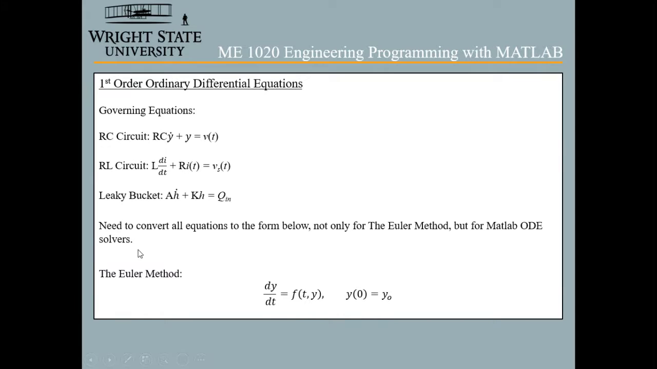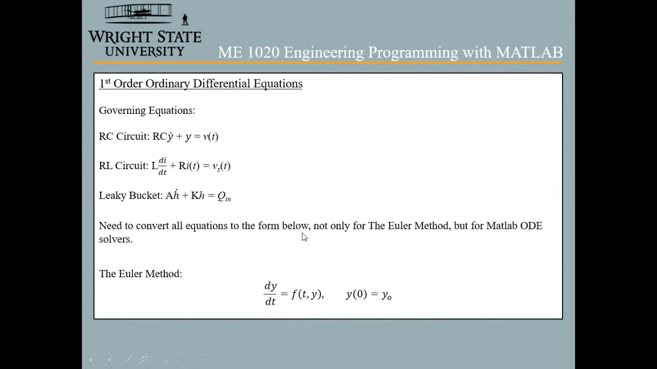In order to use both the Euler method and MATLAB ODE solvers, you only need basic algebraic skills. You need to be able to isolate the highest order derivatives. So in these cases, you just have a first order derivative. And it needs to be in the form of dy dt is equal to some function of t and y. And that could be y squared plus e to the t. It doesn't matter. And then you also need to be given some sort of initial condition, or y of 0 is equal to y naught.